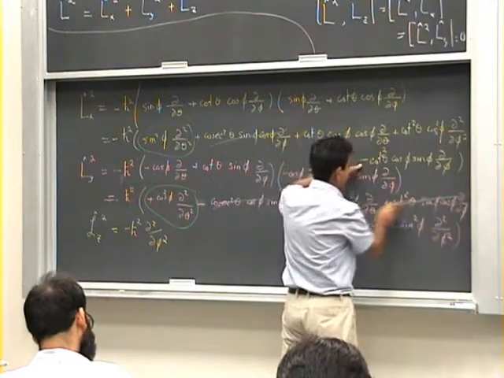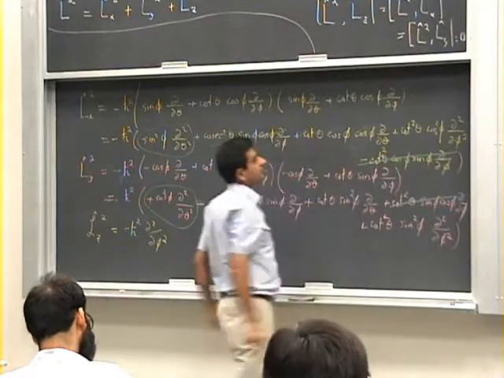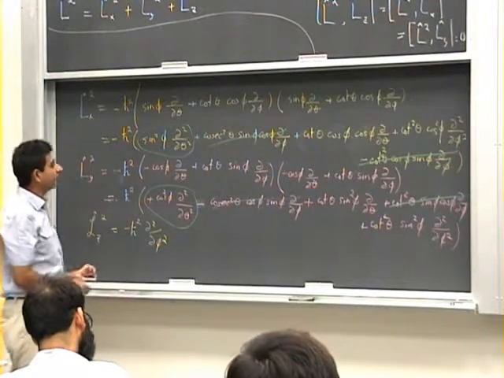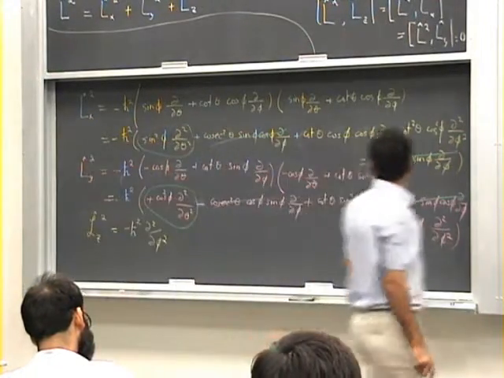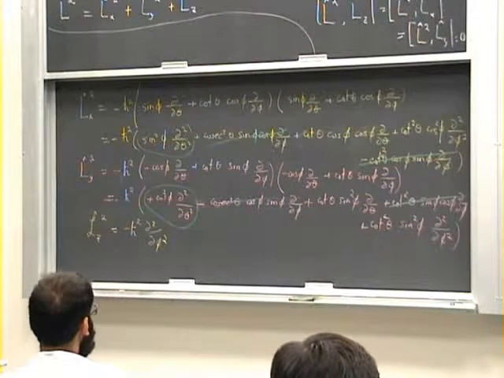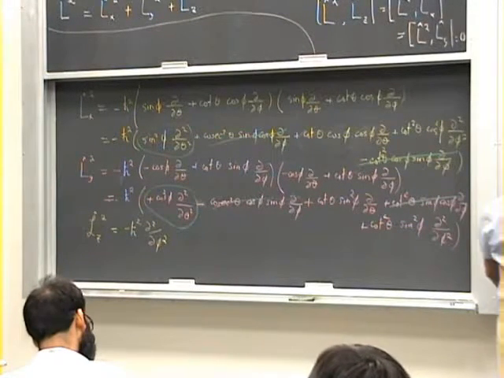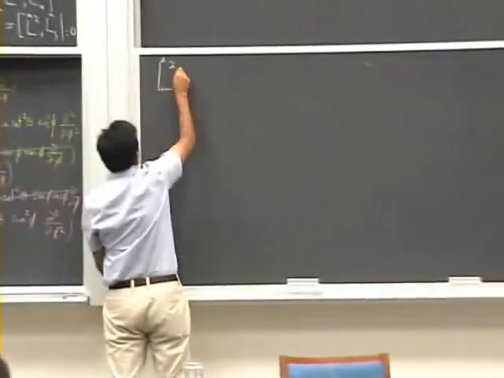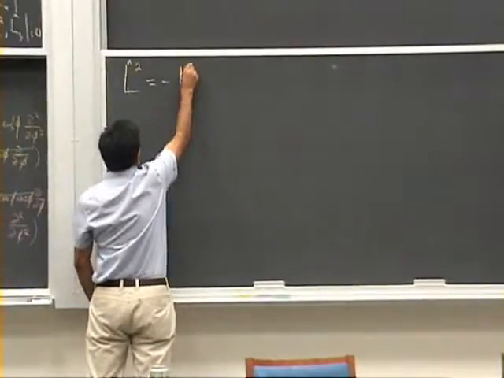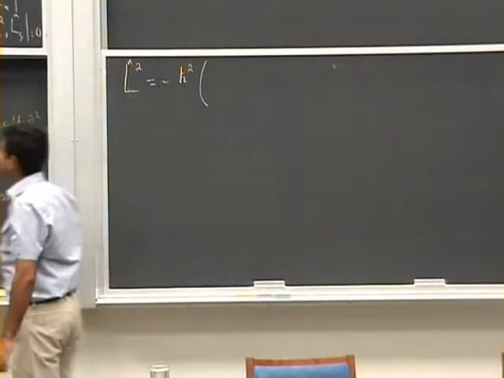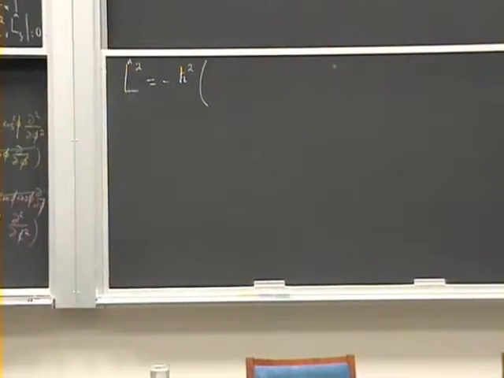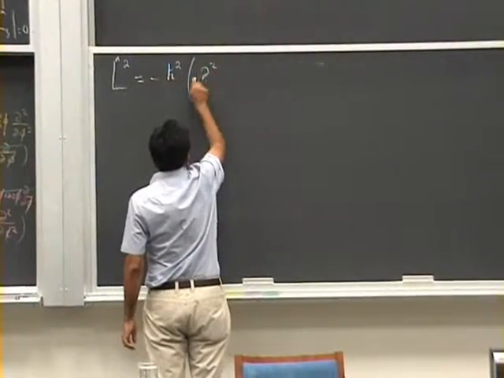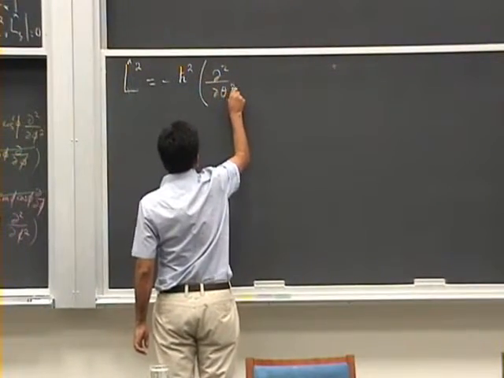This term cancels out to this one. So what I am left with overall is the following. My L square is equal to minus h bar square. Look at these terms: partial square partial theta square, partial square partial theta square.